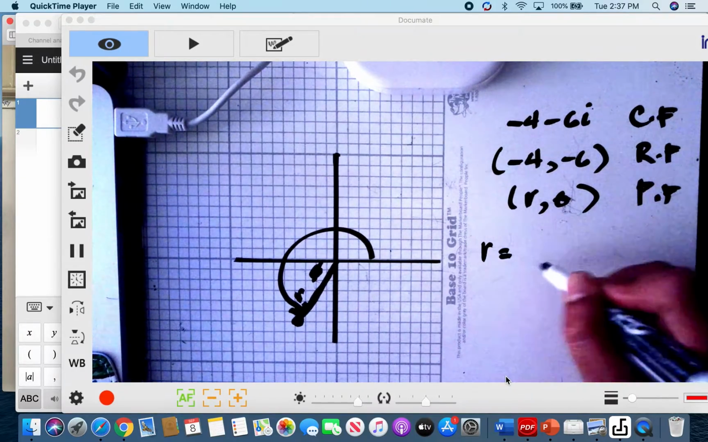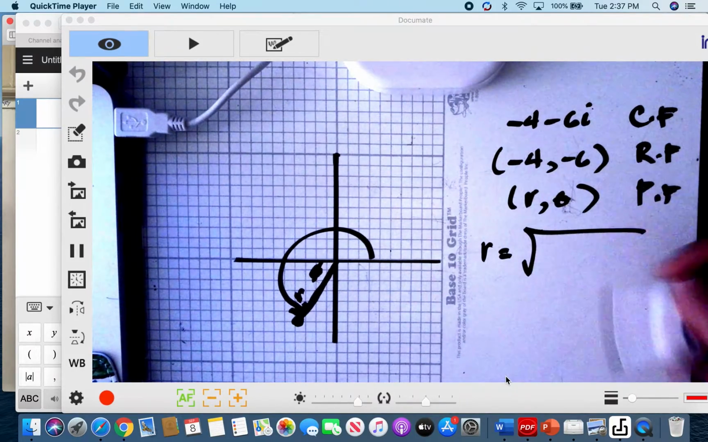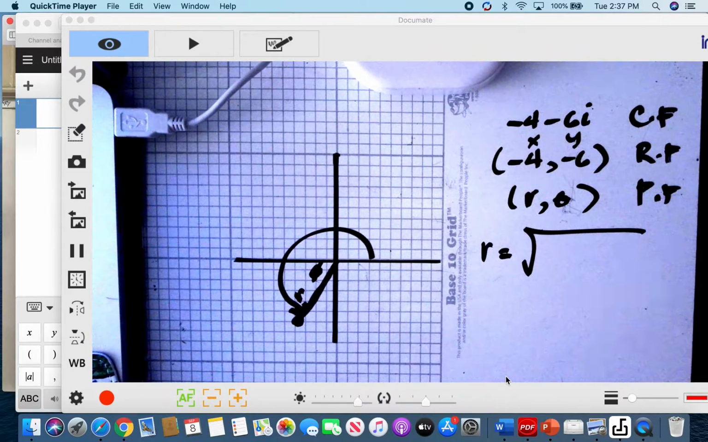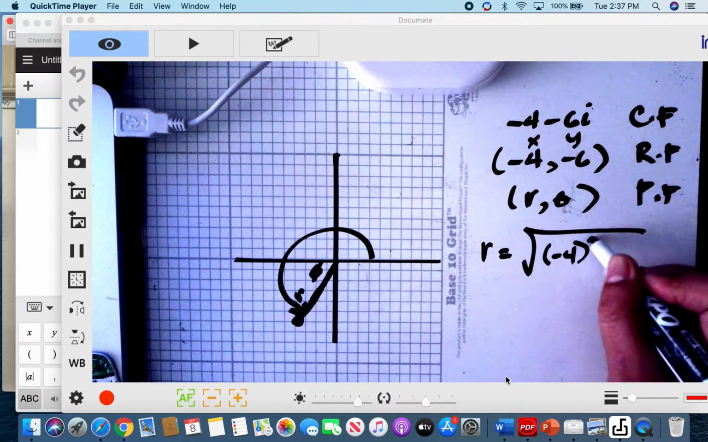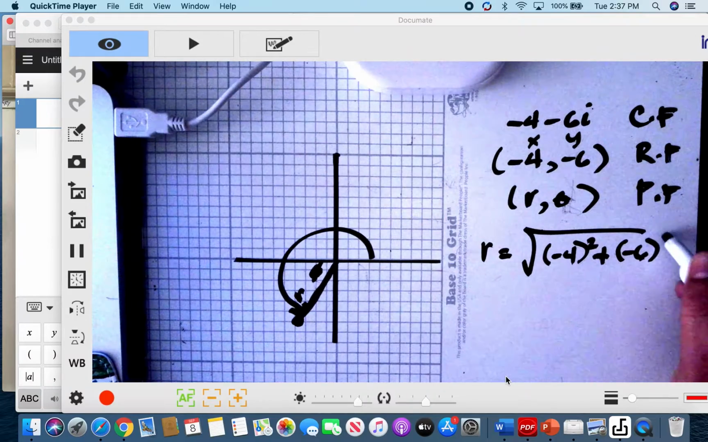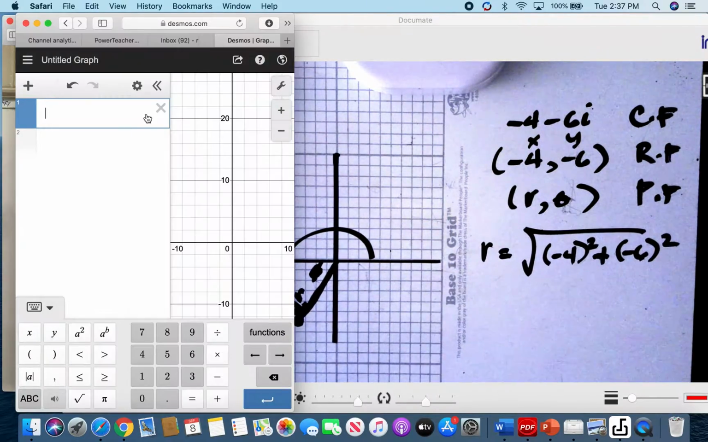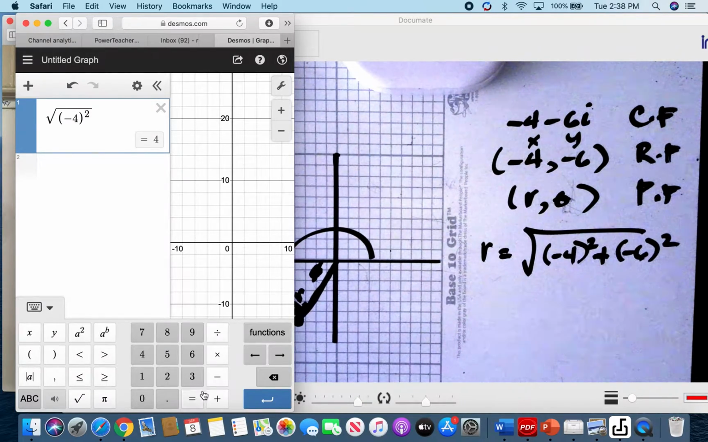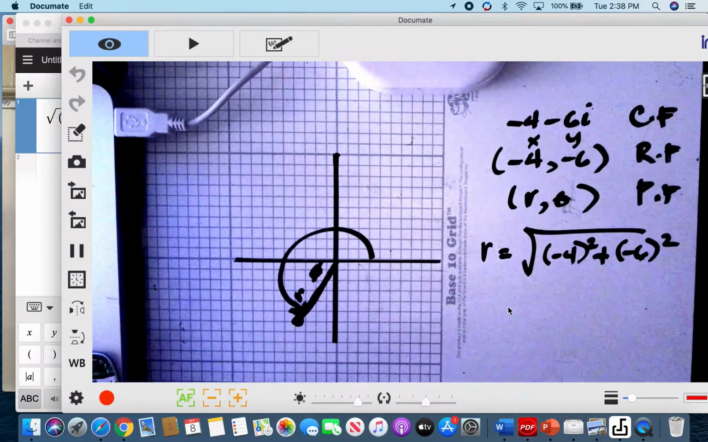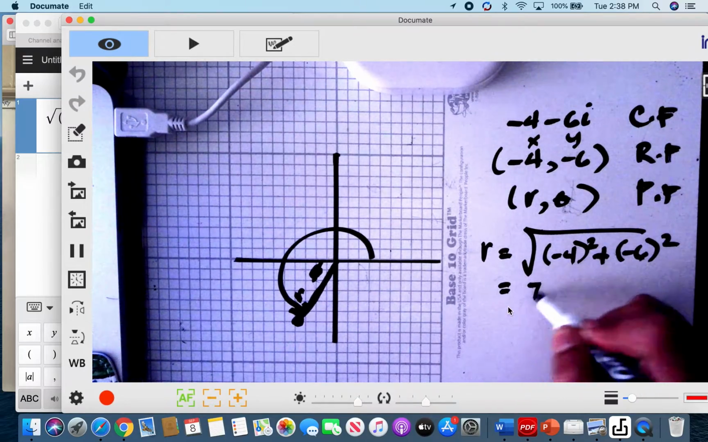So r is equivalent to the square root of x squared plus y squared. This is x, this is y. And that's negative 4 squared plus negative 6 squared. So to do that, that's negative 4. Make sure your negatives are enclosed in parentheses. If it's positive, that's not a problem. And the answer is 7.21. So the value of r is 7.21.